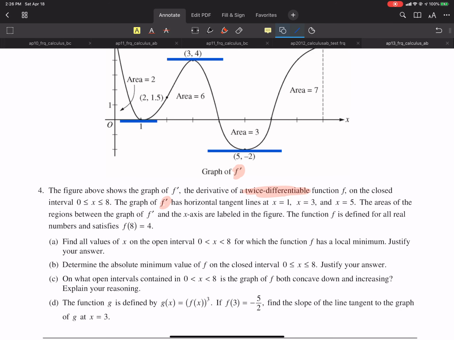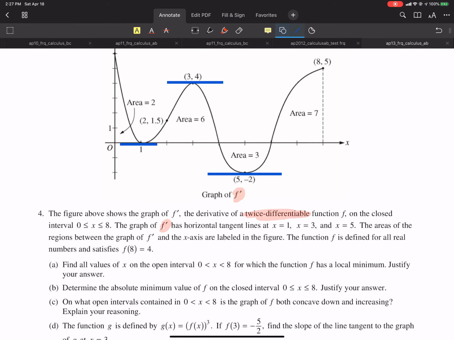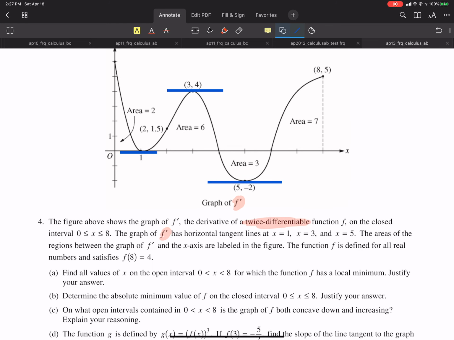The areas of the regions between the graph of f prime and the x-axis are labeled in the figure, so that all is given to us in the picture. The function f is defined for all real numbers. And the last piece is that. So here we go with the question.